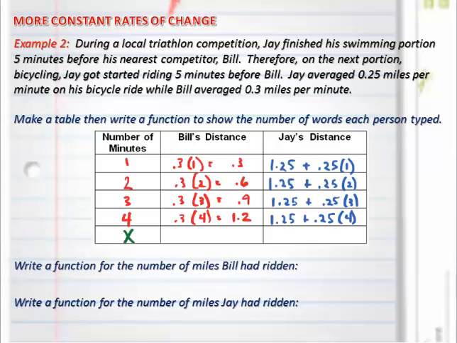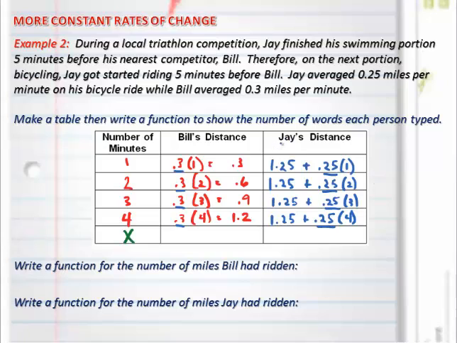Okay, now you'll see that I went ahead and listed minutes 1, 2, 3, 4, and Bill's distance. Notice he went 0.3 times 1 minute, 0.3 times 2 minutes, 0.3 times 3 minutes, 0.3 times 4 minutes. On Jay's, though, there's a little difference. This 0.25 times 1, 0.25 times 2, 0.25 times 3, 0.25 times 4, that probably makes sense.